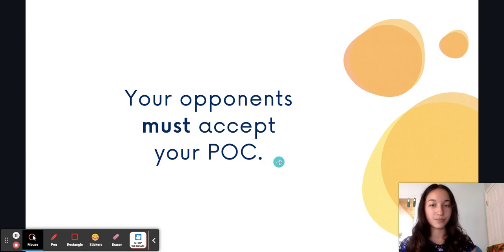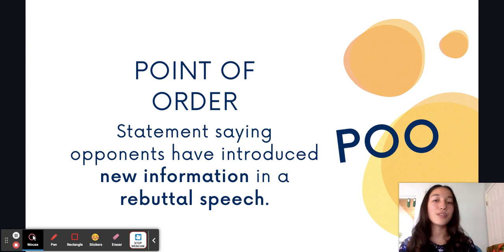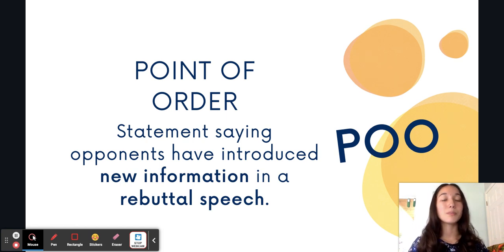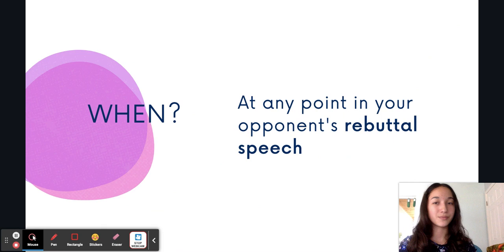Thirdly, we have point of orders, which is a statement, not a question, saying that your opponents have introduced new information in a rebuttal speech. Well, remember that in the two rebuttal speeches, the last two speeches of the round, it is against the rules to introduce new information. And so if you hear your opponents doing so, it's important that you call it out with a point of order, or a POO. When? You can ask it at any point in your opponent's rebuttal speech.